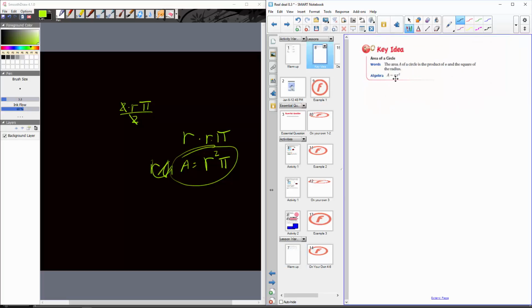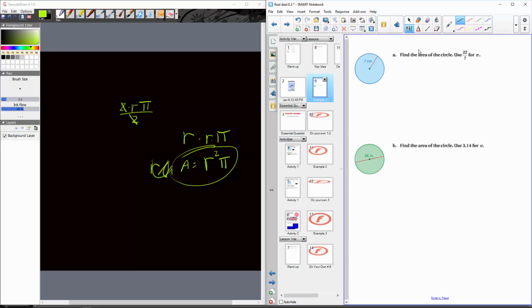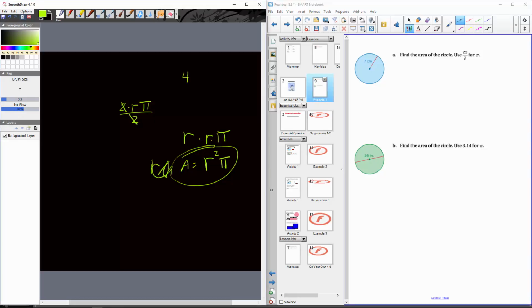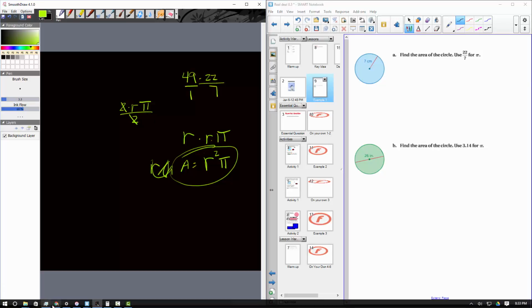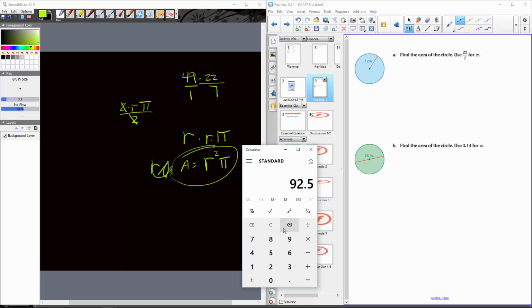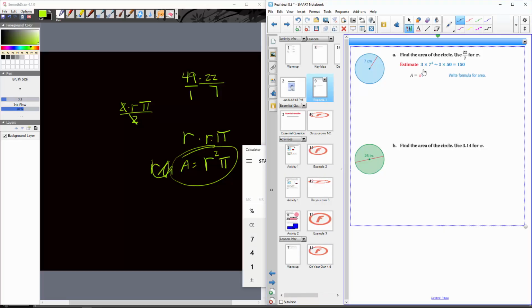So this is a formula for the area of a circle, and this is why, again, whenever we draw it out. If I look here, it says find the area of the circle and use 22/7. So in this case, I'll take 7 times 7. So I'm just going to rewrite this, and I have 49. But instead of putting 49 pi, I'm going to put 49 times 22 divided by 7. And some people put this over 1. You don't really have to, but if it makes it easier for you, you may. So I'm just going to go through here, and I'll do 49 times 22 divided by 7. And I get 154. And that's the answer, 154.